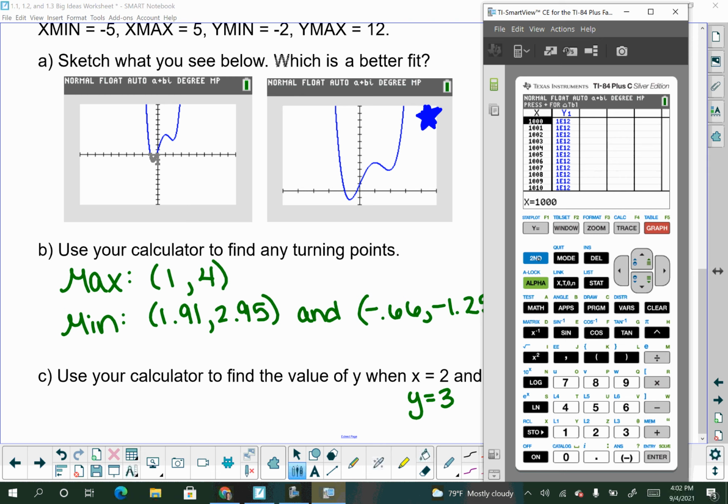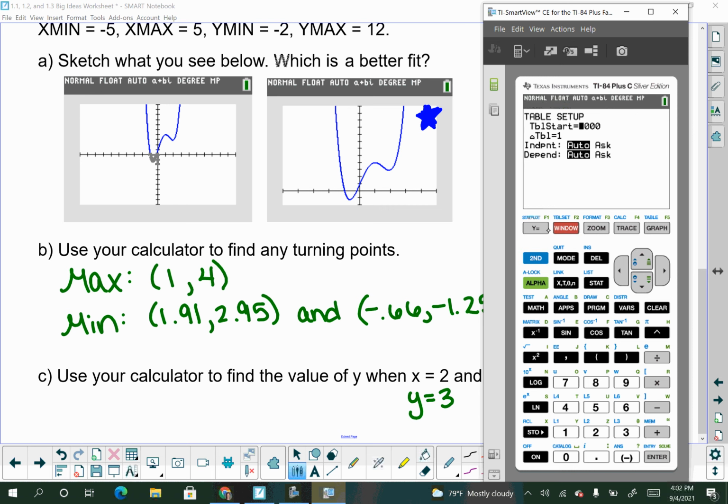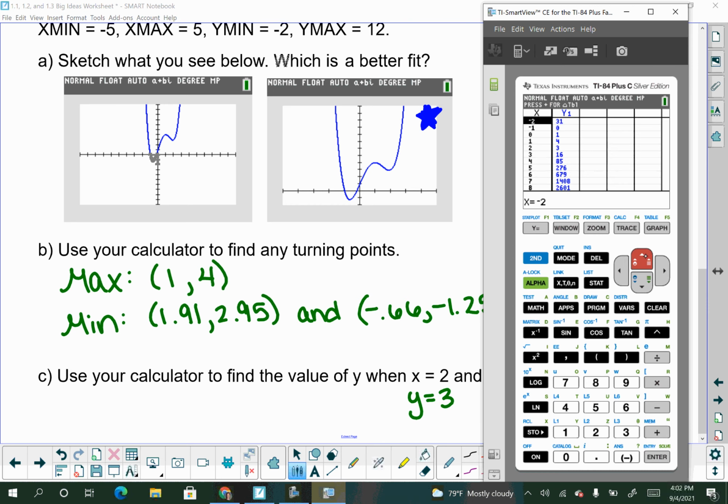And if you want to go back, second window, takes me to my table menu, and then our default is usually we want our table to start at 0. And you can see now I'm back to where I wanted to go. That's also a great little trick if you scroll too far and you don't want to get back.